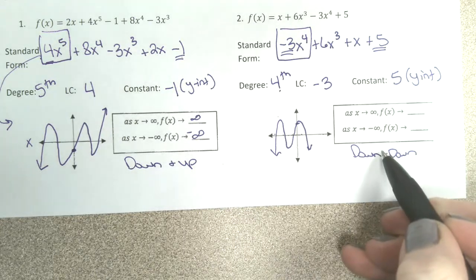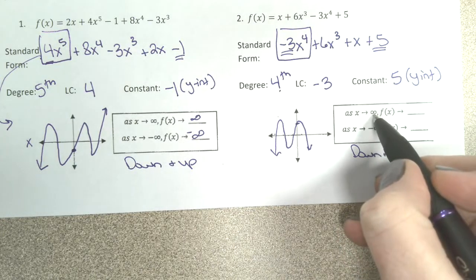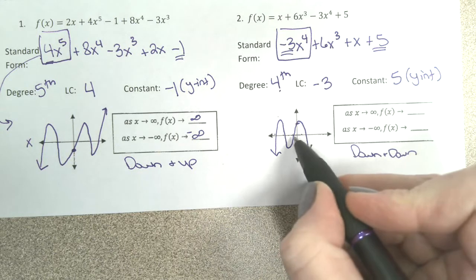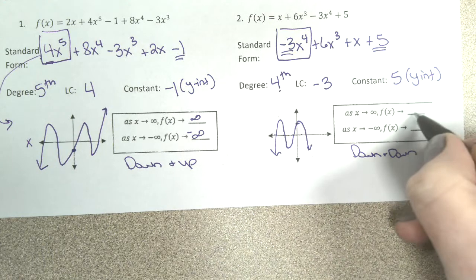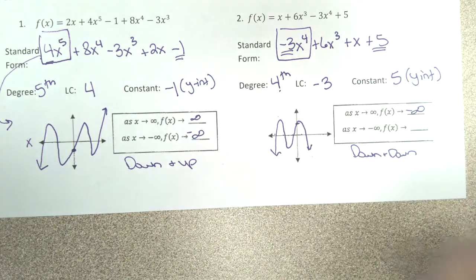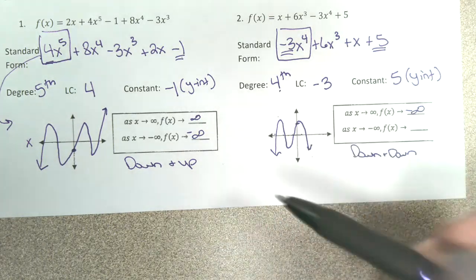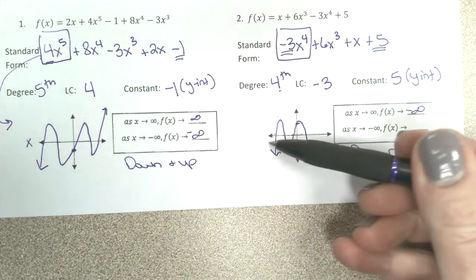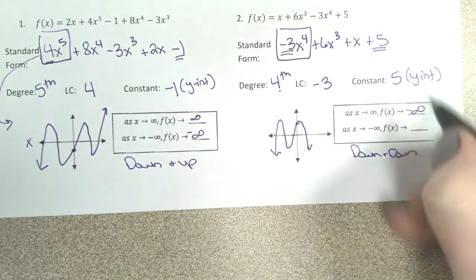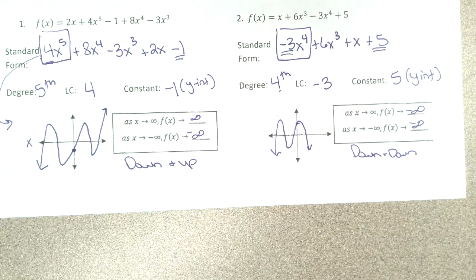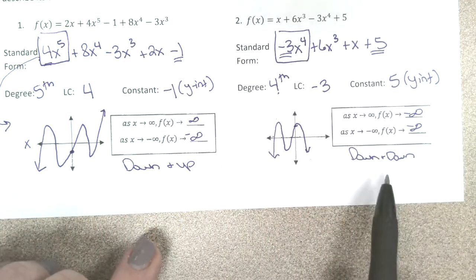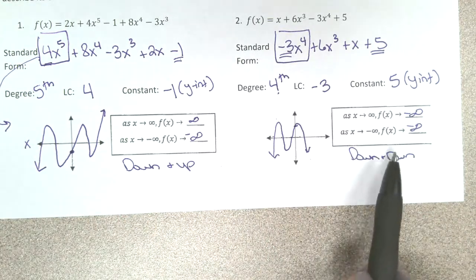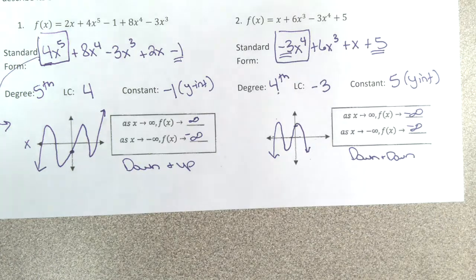Let's fill in the graph. As x goes to infinity, that means on the far right, your graph is going down to negative infinity. As x goes to negative infinity, that means what's it doing to the far left? It is also going down to negative infinity. So that's how you would put it in standard form. Tell me the degree, the leading coefficient, the constant, and then maybe sketch a graph with its end behavior on it.